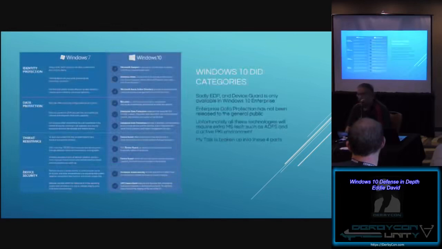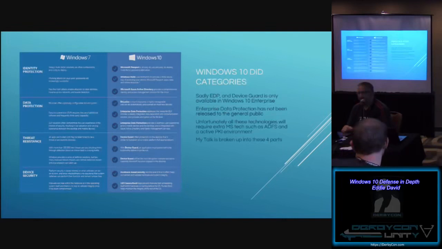So my talk is really broken up into 4 separate parts. I'm going to be talking about identity protection, data protection, threat resistance, and device security, really paying more of a focus on the unique things in Windows 10. Sadly, some of the things that are being touted in Windows 10 are only available in enterprise versions of Windows 10. So you need active software assurance licenses, that kind of stuff, to actually get some of these features.